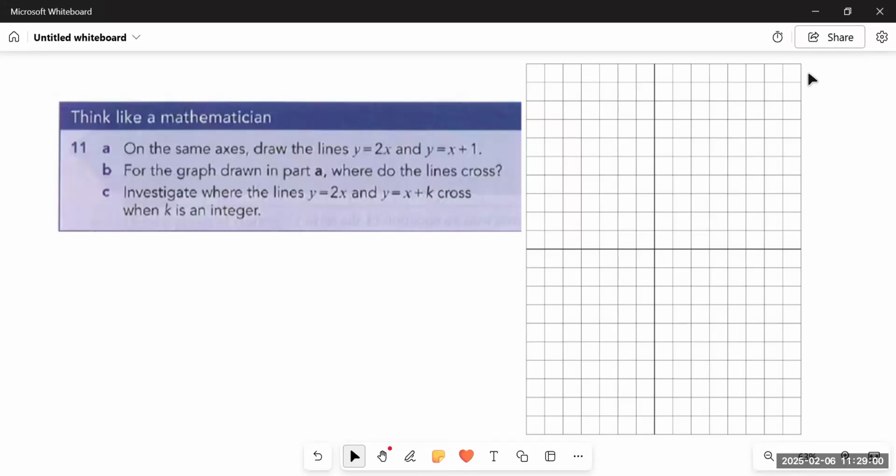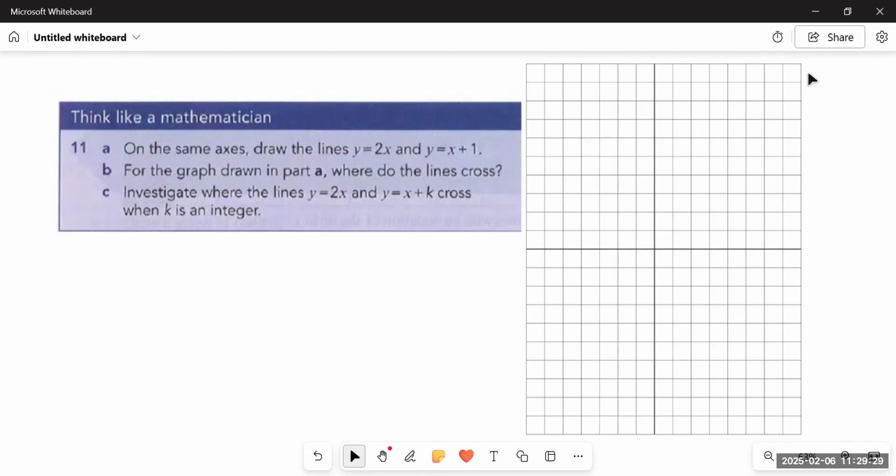Now in question number 11, first we have to understand how we can build the graph, how we can draw the lines using the equations. First we have to understand the equations. They're saying there are two different lines: y is equals to 2x, that is double of x, and y is equals to x plus 1, that is y is 1 more than x, right?